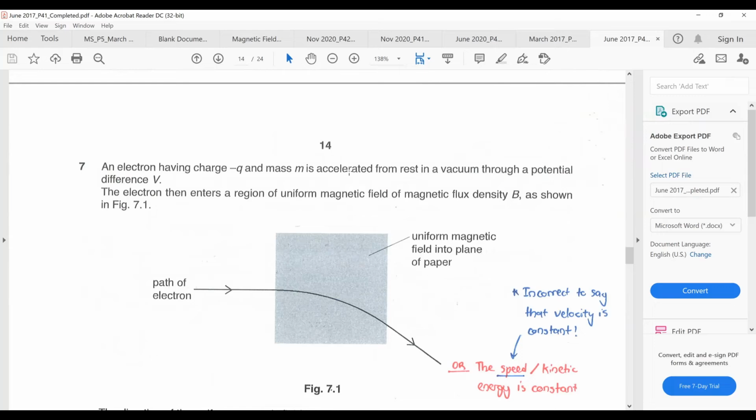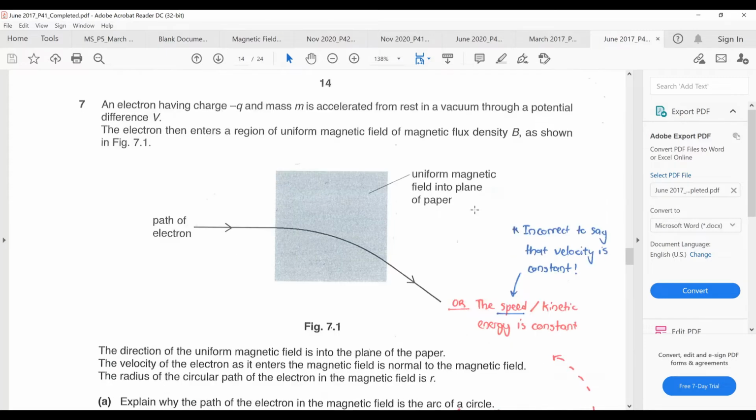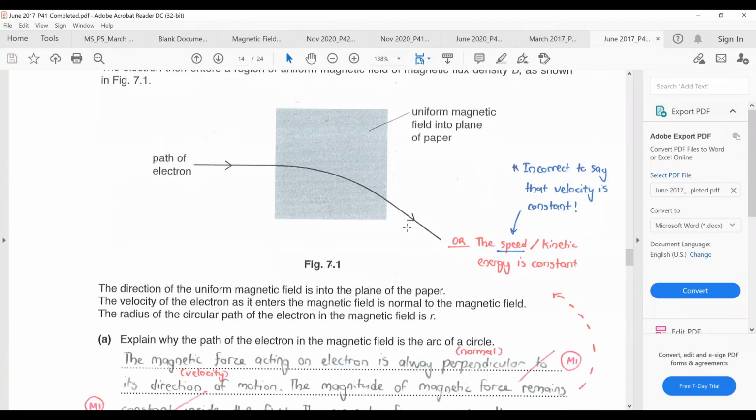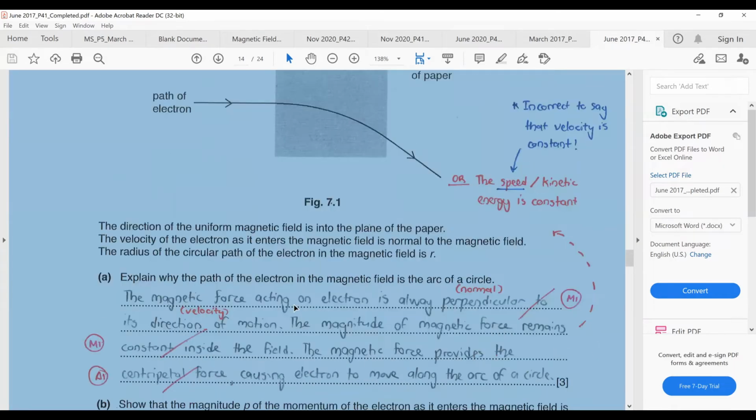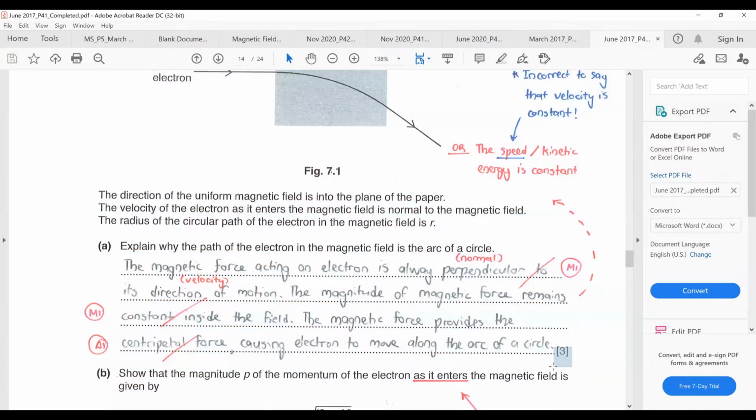Right, so an electron having a charge minus q and mass m is accelerated from rest in a vacuum through a potential difference of V. The electron then enters a region of uniform magnetic field of magnetic flux density B, as shown in figure 7.1. The direction of the uniform magnetic field is into the plane of the paper. The velocity of the electron as it enters the magnetic field is normal to the magnetic field. The radius of the circular path of the electron in the magnetic field is r. Explain why the path of the electron in the magnetic field is in the arc of a circle. So this is a 3-mark question.